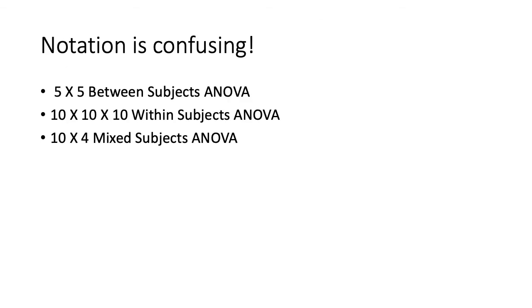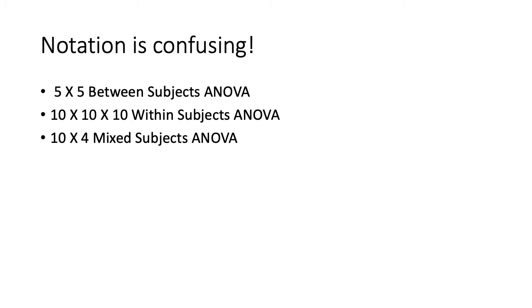The notation that we use to describe these ANOVAs is quite confusing to students. They mess it up all the time, so I'm going to make it very clear. A 5 by 5 ANOVA does not mean there are 5 independent variables or 25 independent variables. No, there are 2 numbers, which indicates there are 2 independent variables. A 10 by 10 by 10 ANOVA indicates that there are 3 independent variables. A 10 by 4 ANOVA indicates that there are 2 independent variables because there are 2 numbers. The number of numbers tells you the number of independent variables you have.